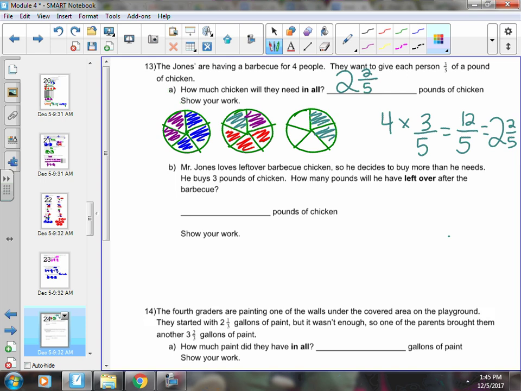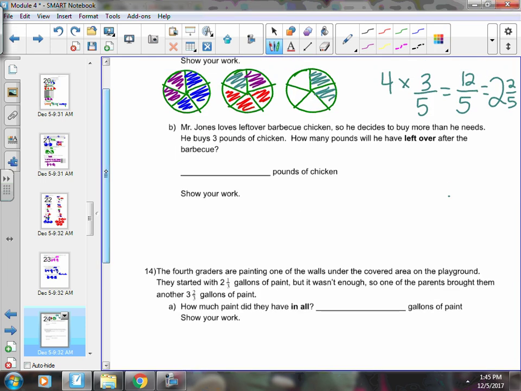Mr. Jones loves leftover barbecue chicken, so he decides to buy more than he needs. He buys 3 pounds of chicken. How many pounds will he have left over? You can see it right here. How many pounds will he have left over? He has 3/5 left over. I also could go like this. He buys 3 minus 2 and 2/5. That's the subtraction problem we're doing. And I can tell that to get from 2 2/5 up to 3, that would be 3/5, right? And you can see it in the picture as well.